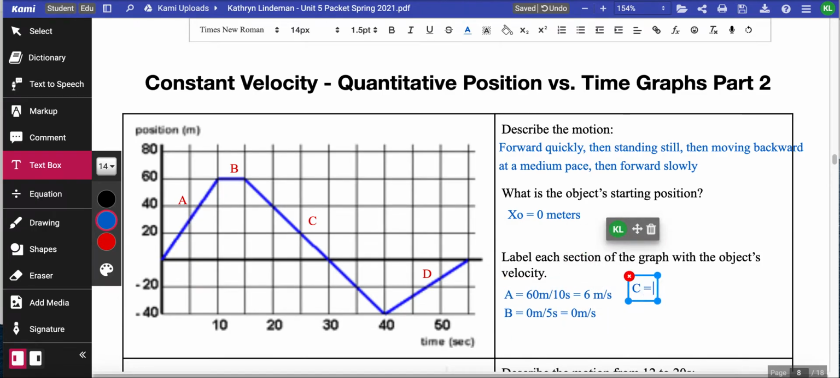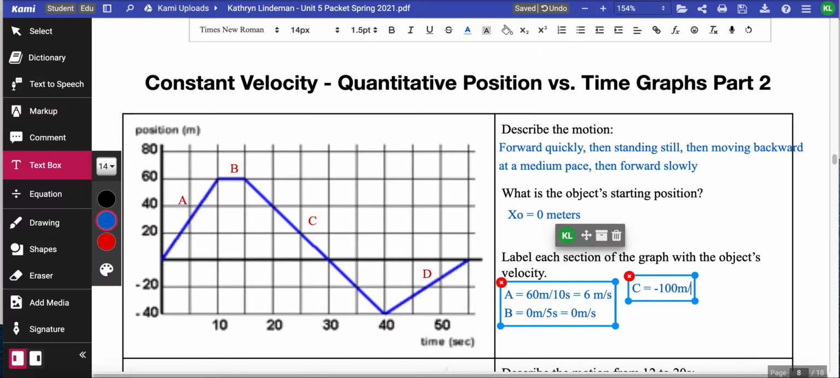For C, we have a rise. We go from 60 all the way down to -40. Okay, so if we count, that is -100 meters of a rise. And then we go from 5, 10, 15, 20, 25, so a run of 25 seconds. So we end up with -4 meters per second.